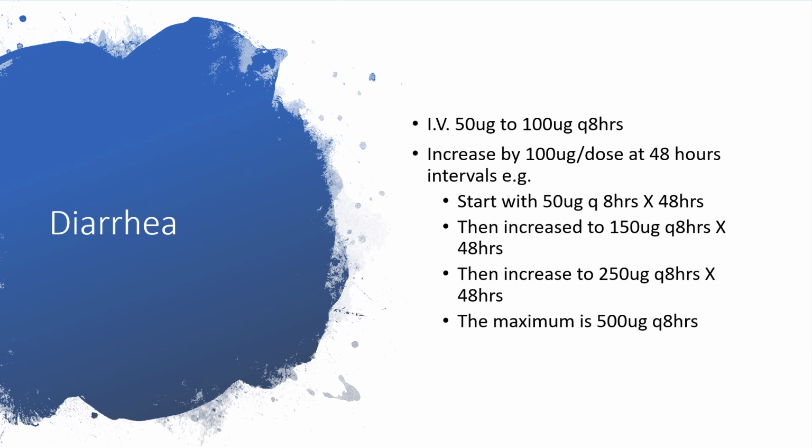But if you are not winning, then after 48 hours, you can increase the dosage of the Octreotide to 150 microgram every 8 hours. After that, when the 48 hours are complete and you are still not winning, you can increase to 250 microgram every 8 hours for another 48 hours. So the maximum you could reach every 8 hours is 500 microgram.